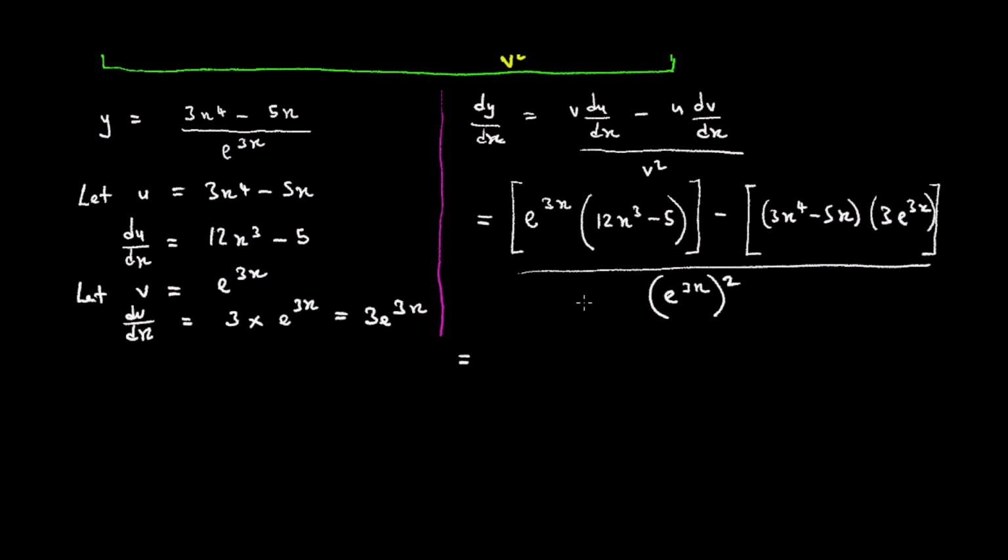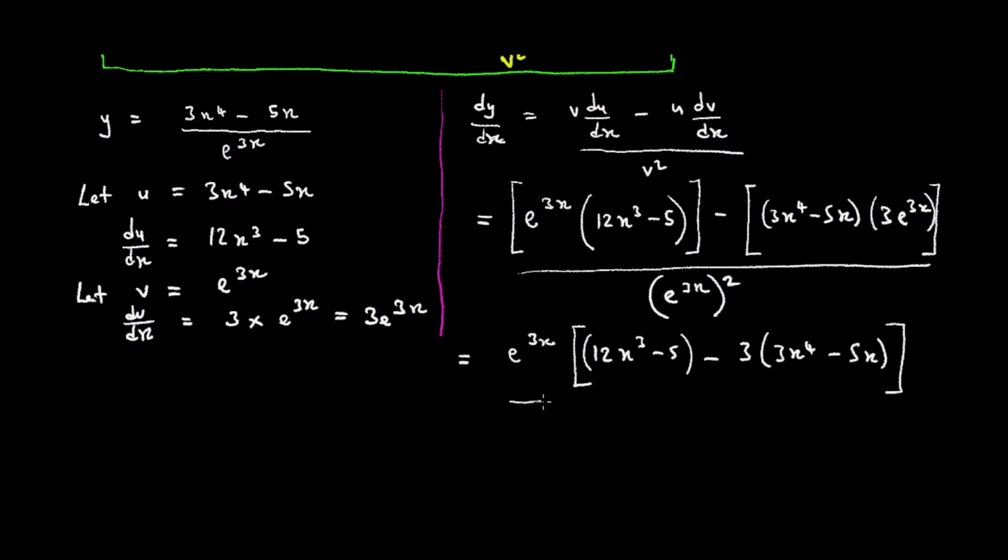So this is equal to, looking at the numerator you see that e to the power 3x is common in both boxed brackets. There is e to the power 3x here, and e to the power 3x there. So when we factor out e to the power 3x, we remain with 12x cubed minus 5 from the first bracket, and subtracting 3 multiplying 3x to the 4 minus 5x from the other. To factor out e to the power 3x, that is what we remain with.